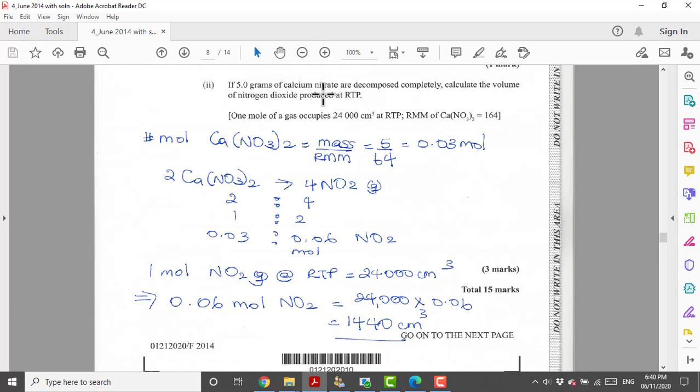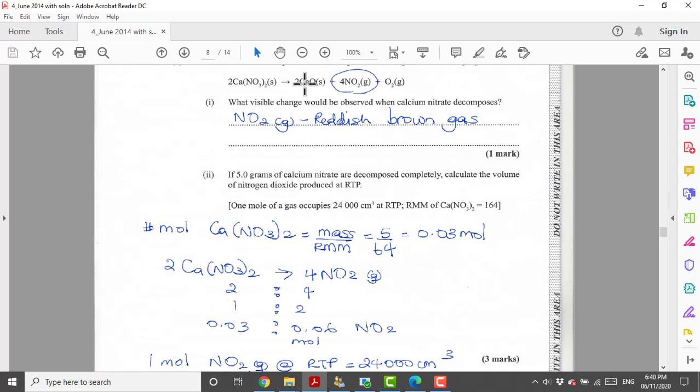Next one. 5 grams of calcium nitrate are decomposed completely. Calculate the volume of NO2 produced at RTP. So look at this. We are using this equation, right? We are using 5 grams of calcium nitrate. We want to know how much nitrogen dioxide will be produced by using 5 grams. So the first thing we have to do is to find the number of moles of calcium nitrate in 5 grams. All right, so number of moles equals mass over RMM, which would give us 0.03 moles of calcium nitrate.